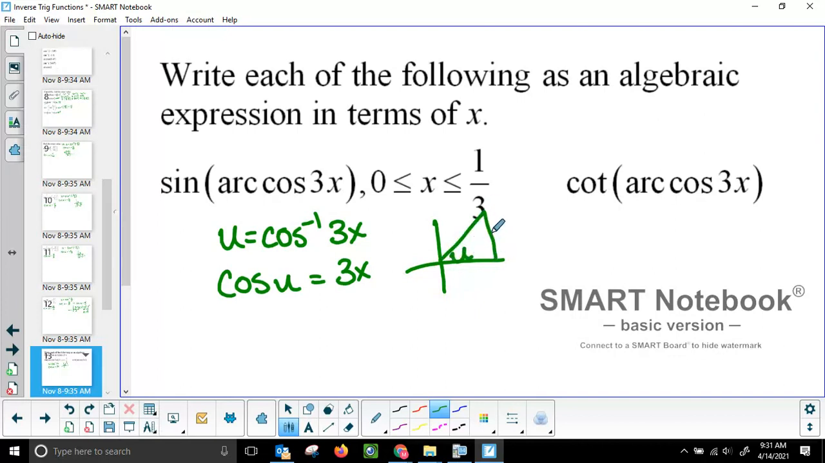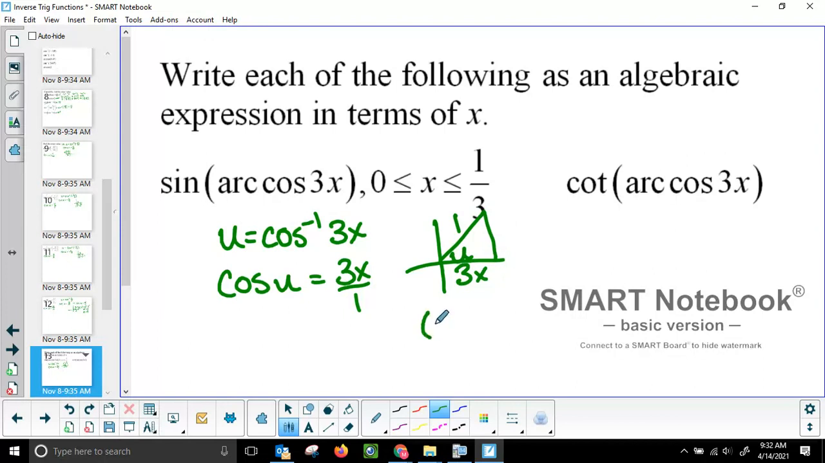Cosine is adjacent over hypotenuse. This isn't a fraction, though. Can I make it a fraction? 3x over 1. Yeah, just put that over 1. So now cosine is adjacent over hypotenuse, so my hypotenuse is just going to be 1. Now I still have to do my a squared plus b squared equals c squared. It's going to get messy.